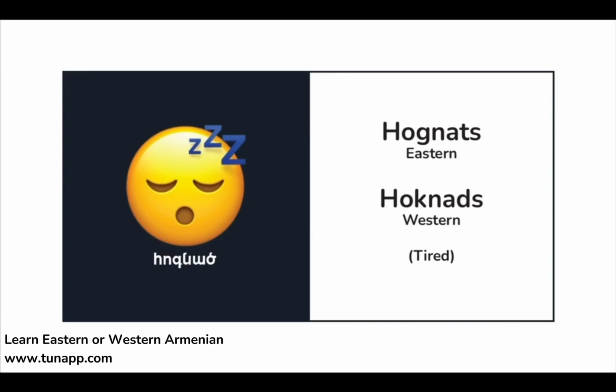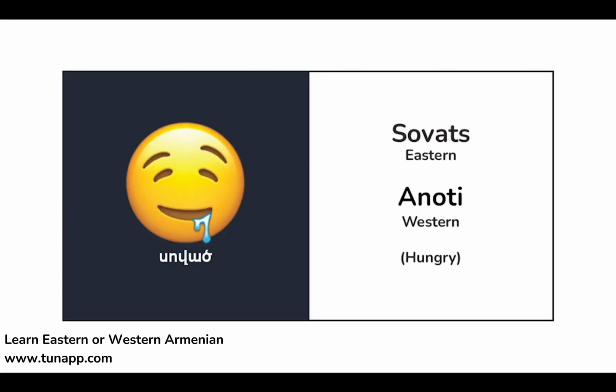Okay, the next one we'll look at is pronounced slightly differently in Eastern Armenian and Western Armenian, and it means tired. Now remember, we started to become familiar with the differences in the pronunciation of some letters. In this word, the third letter is pronounced G in Eastern Armenian and K in Western Armenian. Hognats or Hoknats. The last letter you can see is also pronounced differently. In Eastern Armenian we say S. In Western Armenian we say Z. This means tired. Hognats, Hoknats. Can you pronounce this in your dialect? Tired.